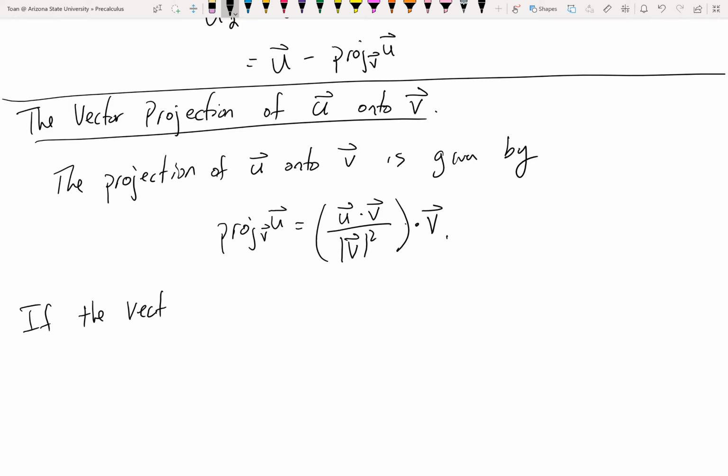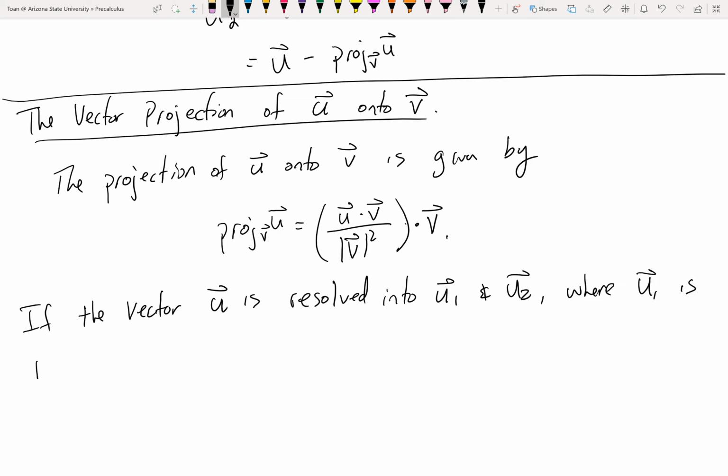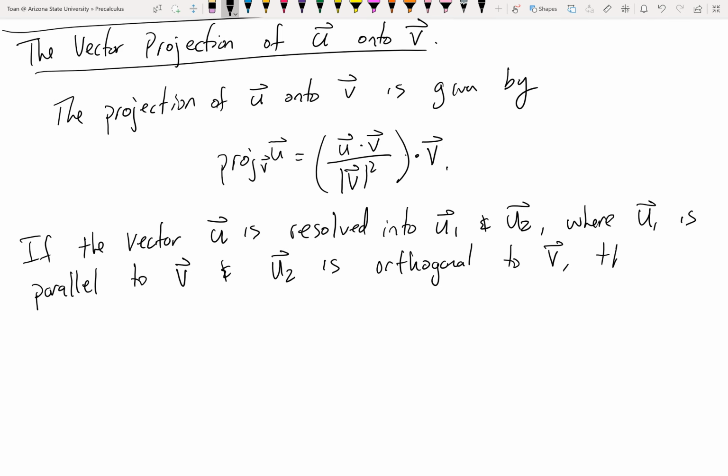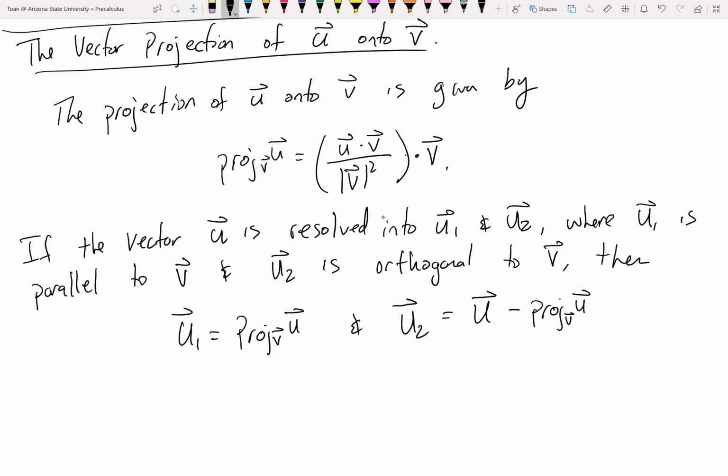If the vector u is resolved into u sub 1 and u sub 2, where u sub 1 is parallel to v and u sub 2 is orthogonal to v, then we have these definitions. U sub 1 will always be the projection, and u sub 2 will always be the original vector minus the projection vector. Right.